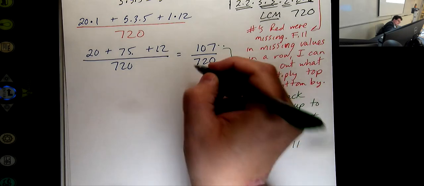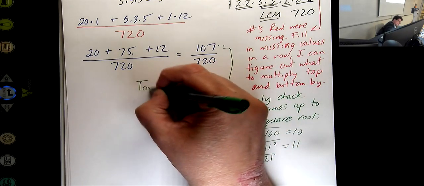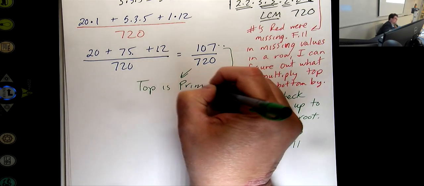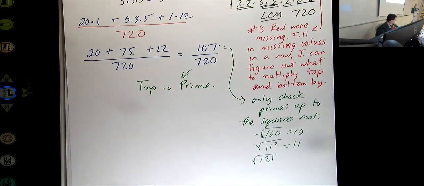So this does not simplify. Top is prime, so I don't need to write out the bottom, but I could if I want. How would you pronounce that? 107 out of 720? Or I would probably say 107 over 720. 7/20 sounds funny.